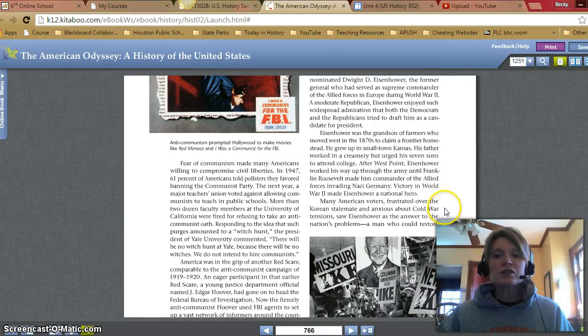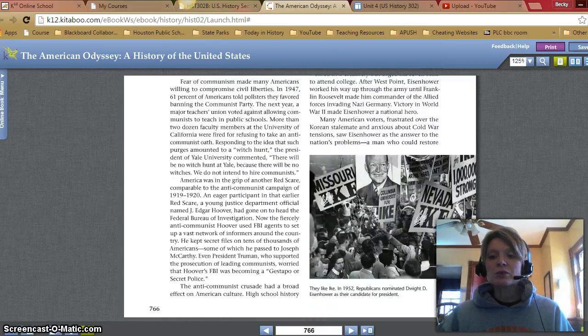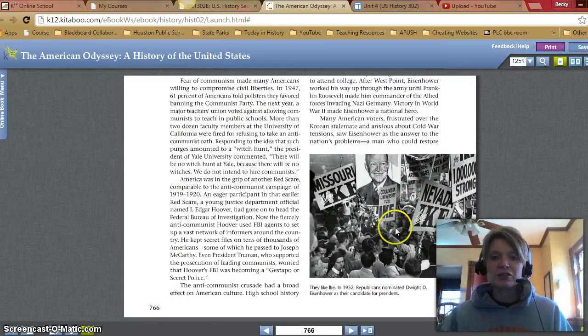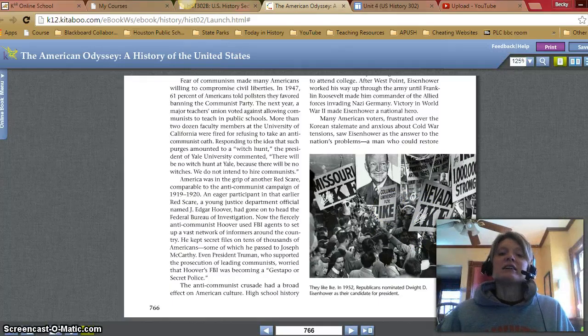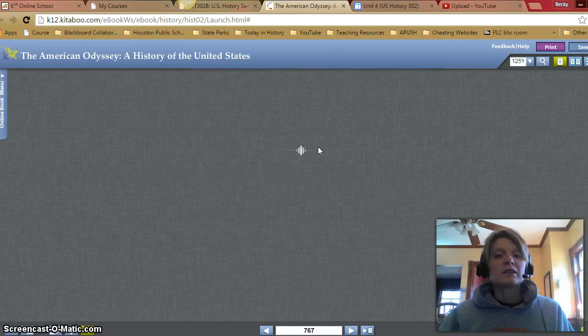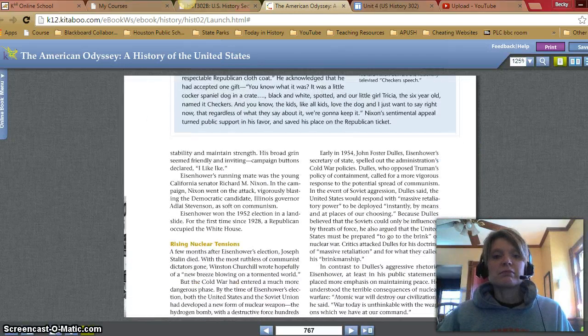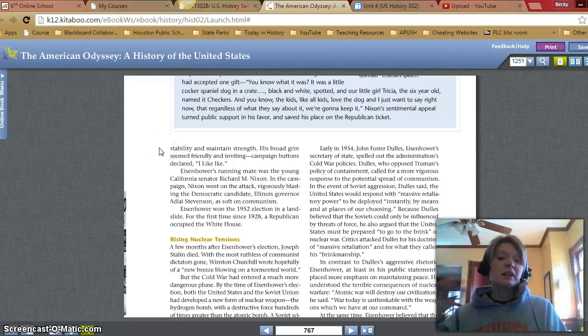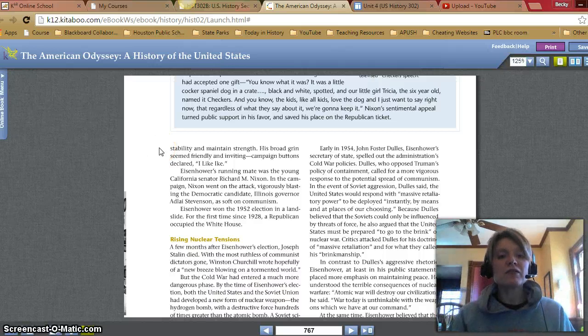Many American voters, frustrated over the Korean stalemate and anxious about Cold War tensions, saw Eisenhower as the answer to the nation's problems, a man who could restore stability and maintain strength. Here are pictures of the Eisenhower campaign, and one of his slogans was "I like Ike," because that was his nickname, Ike. His broad grin seemed friendly and inviting, and campaign buttons declared, "I like Ike."